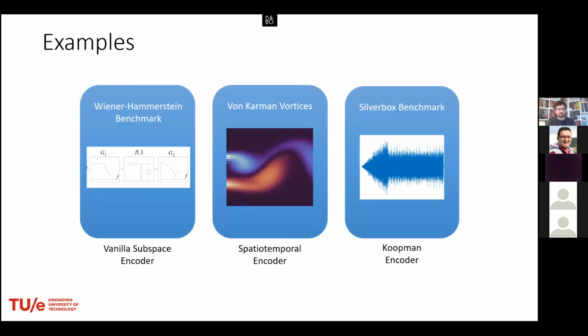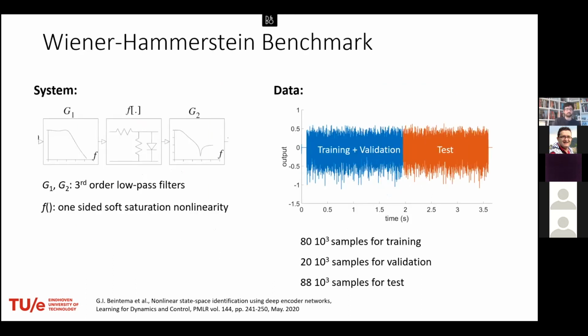But let's start with some examples. I've prepared 3 examples. We'll see how far I get. First, I have an example of using the vanilla subspace encoder, the way I implemented it here, on the Wiener-Hammerstein benchmark. We have results also on spatial temporal data using a spatial temporal encoder, and then final results using a Koopman modeling approach, where we change the representation of the dynamics, on the Silverbox benchmark dataset. So let's start with the Wiener-Hammerstein.